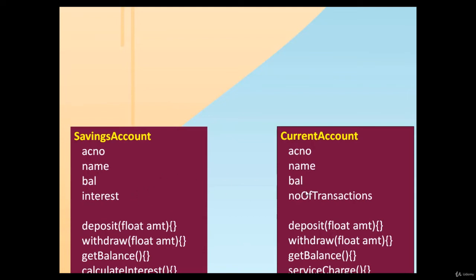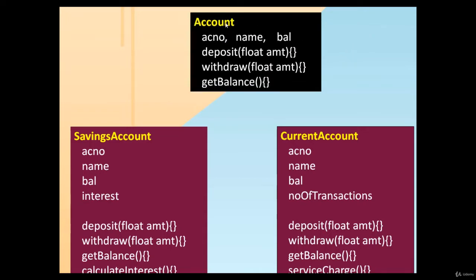When you see these two classes, account number, name, balance, deposit, withdraw, and get balance are common in both. What inheritance says is, don't write that twice. You should not have redundant, duplicated code. So what is the best approach? Create a separate class called Account. In it we define the account number, name, balance, and the deposit, withdraw, and get balance methods, and we create the savings account and current account from the Account class. This is what we talk about as inheritance.